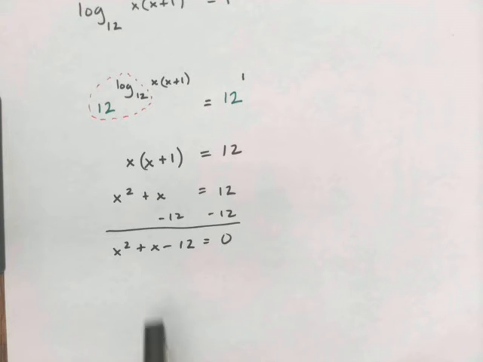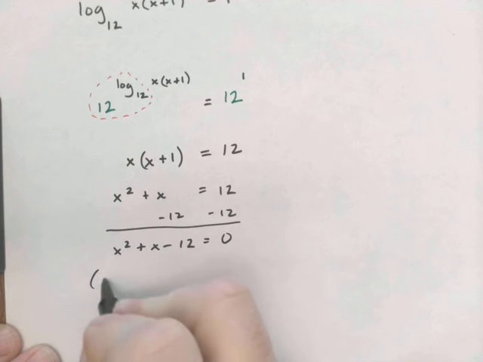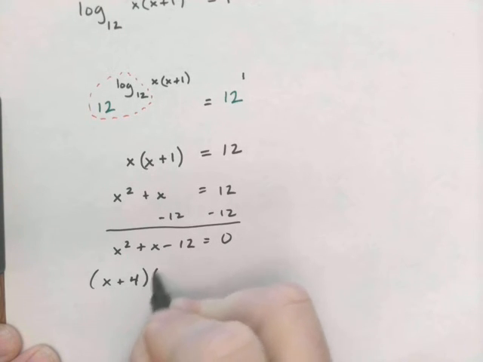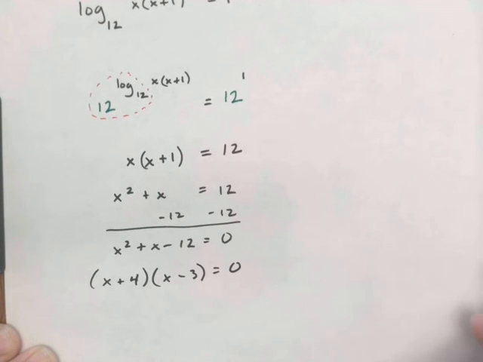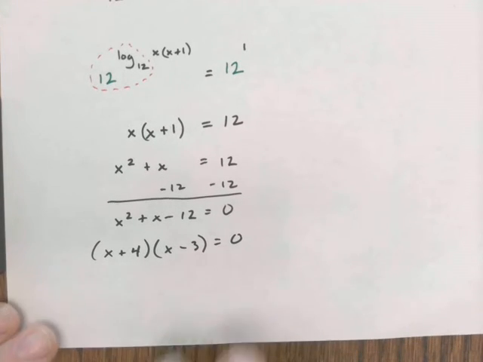I just need to find two numbers that add to be 1 multiplied to be negative 12. Those two numbers are a positive 4 and a negative 3. And I can use the shortcut. So positive 4 and negative 3 are my two numbers. So the left side factors as an x plus 4 times an x minus 3.